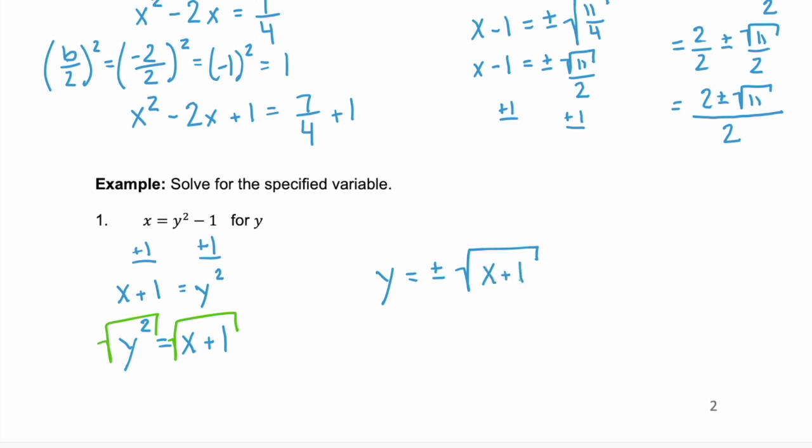So remember, you can use that square root property whenever you have something squared equals something else. You take the square root of both sides. Don't forget that plus or minus in front of the square root on the right-hand side. And then simplify.